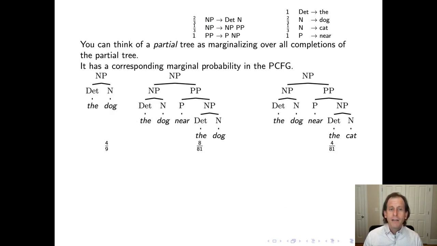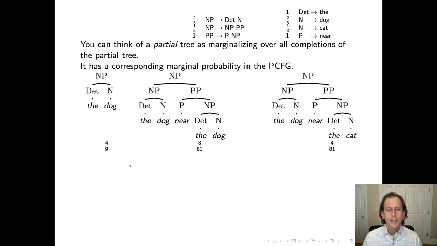Now, one convenience is that you could think of a partial tree, and this will be useful in terms of thinking about the data structures which are represented in our minds during real-time language processing. You can think of a partial tree as marginalizing over all of its completions. And so it has a corresponding marginal probability in the grammar. And this actually works great.